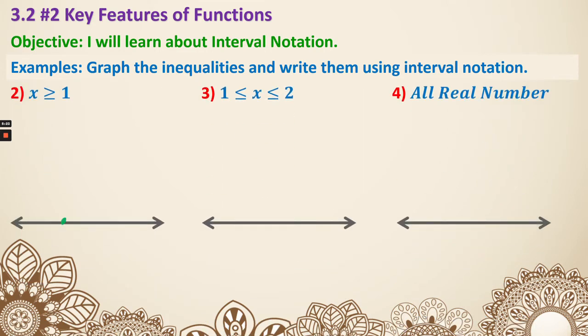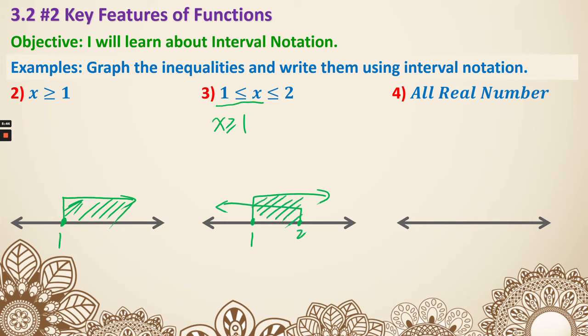Number 2, my graph is pointing to the right from 1, and I'm going to shade everything. And you can see, let me quickly graph the other ones as well, actually. So this one, again, you need to separate them. So it's x is greater or equal to 1. Then x is less than or equal to 2. So I'm going to shade the middle part. All real numbers, well, that is a line that goes from left all the way to the right with everything shaded. Now let's write some interval notation.